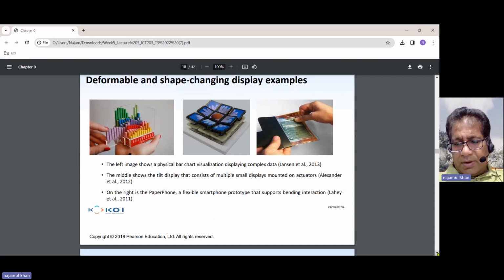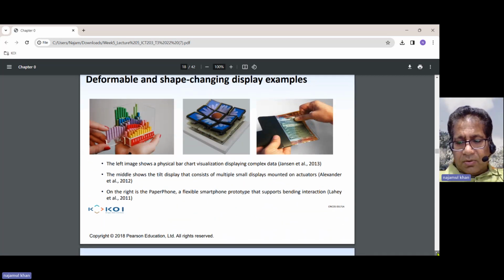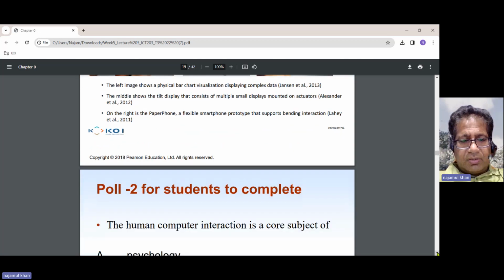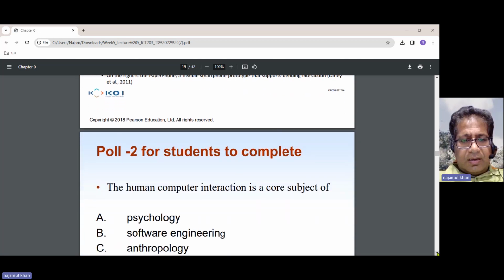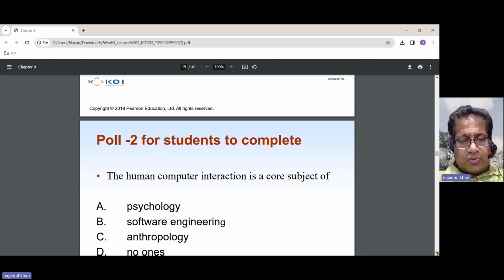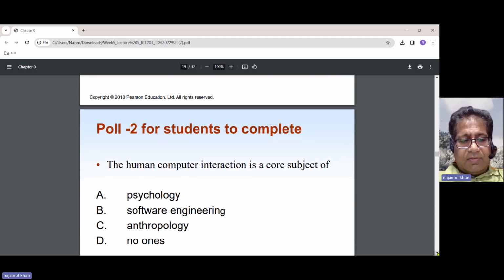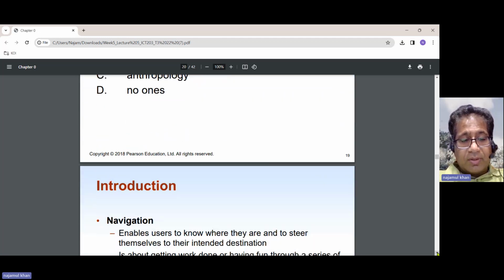Okay, let's keep moving here. We are talking about some more information. There's a poll for students to complete. Human computer interaction is a core subject of, I will say, psychology, definitely. Software engineering, yes, it is. Anthropology, yeah, definitely it is. No doubt about that.